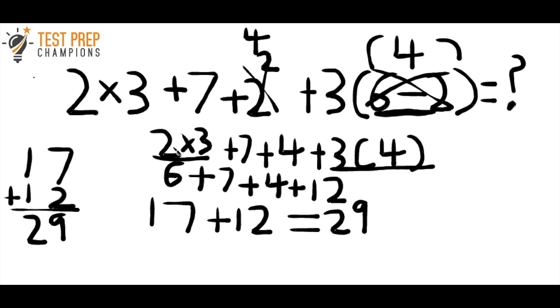Let me clarify something here. I know I said that you do the parentheses first in your order of operations rule. So you do the parentheses first, except when you have something like this, like 3 parentheses 4, because this 3 parentheses 4, that's technically just 3 times 4.